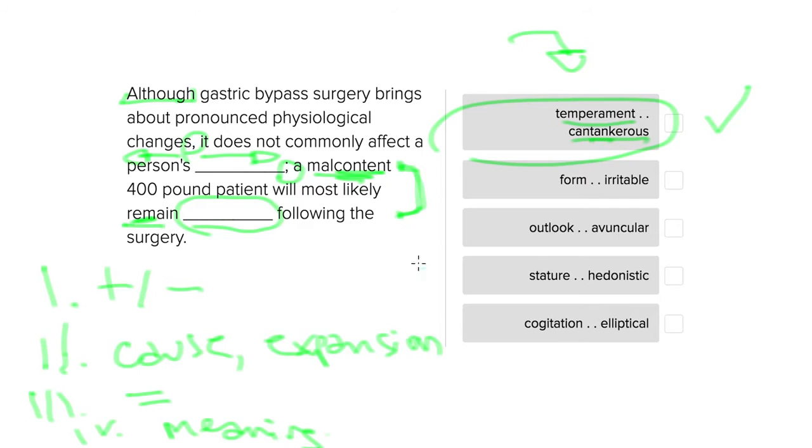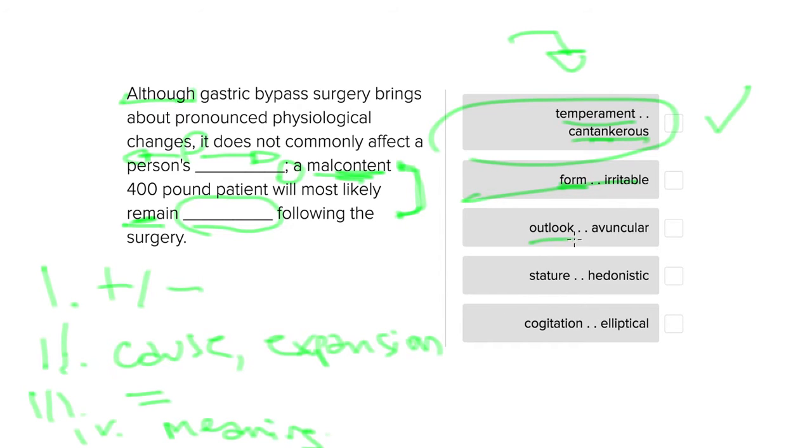Let's go ahead and see why the others don't work. So the word here that we have instead of temperament is form. So it doesn't commonly affect a person's form. Well, if your body's changing and your form isn't being affected, yes, this is an oppositional idea, but the coherence isn't there anymore because we just said your body changed. So if your form doesn't change, that implies your body didn't change, and you can't say although your body changes, your body doesn't change because that's a lie. That doesn't make sense. So this can't be the right answer choice.